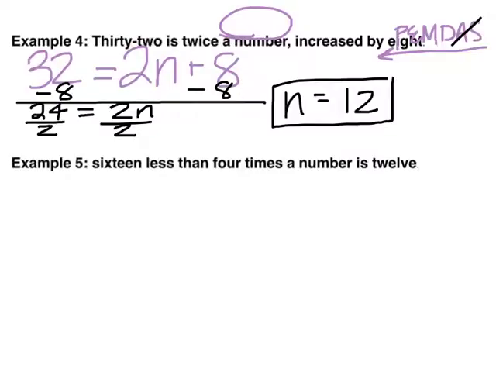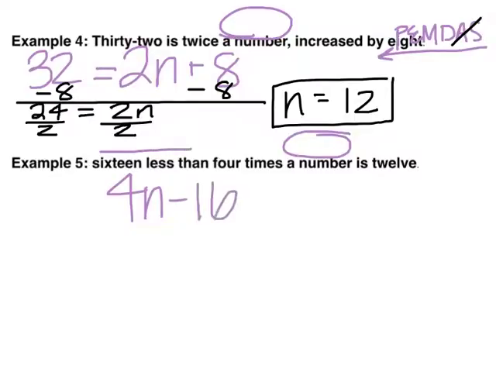In example 5, 16 less than 4 times a number is 12. We start by identifying the variable, which is n for a number. 16 less than 4 times a number. So 4 times a number, but 16 less than that. So minus 16 means equals 12.